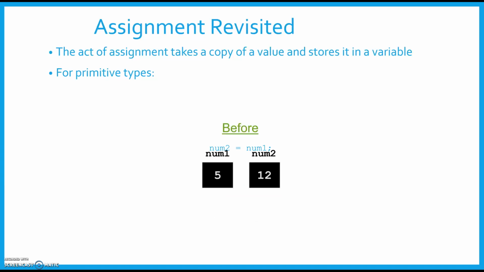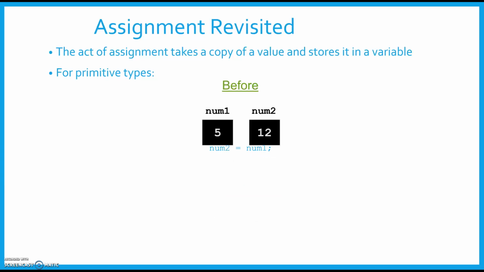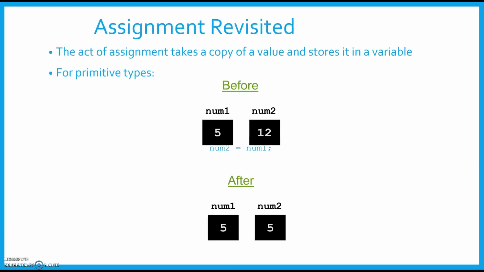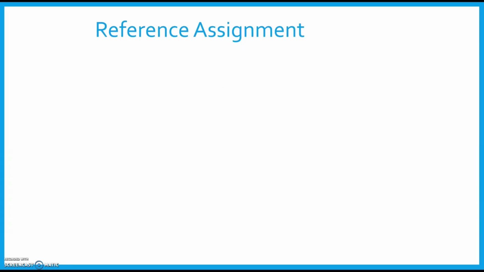So for primitive types, we look at this example right here. If we had two int variables, num1, which had the value of 5, and num2, which had the value of 12, if we do a simple assignment and we take num1 and we assign it to num2, both num1 and num2 then have the value 5, but they each have their own copy of the 5. They're not sharing the 5. But this is where references are different when you are passing objects in. For object references, assignment copies the memory location.